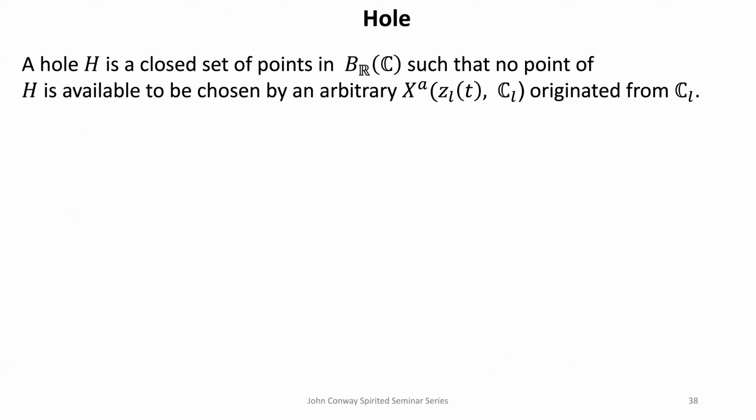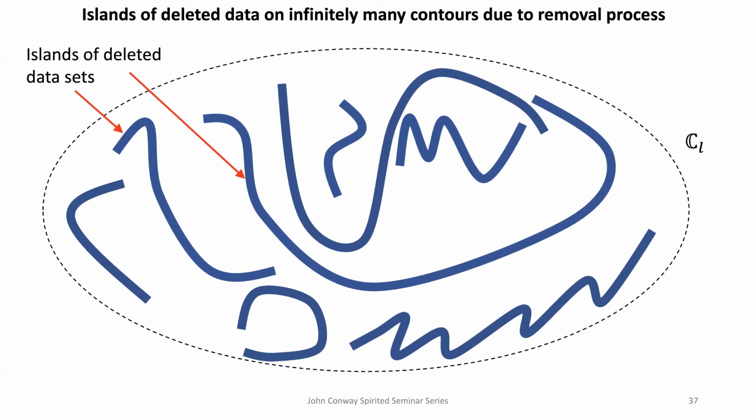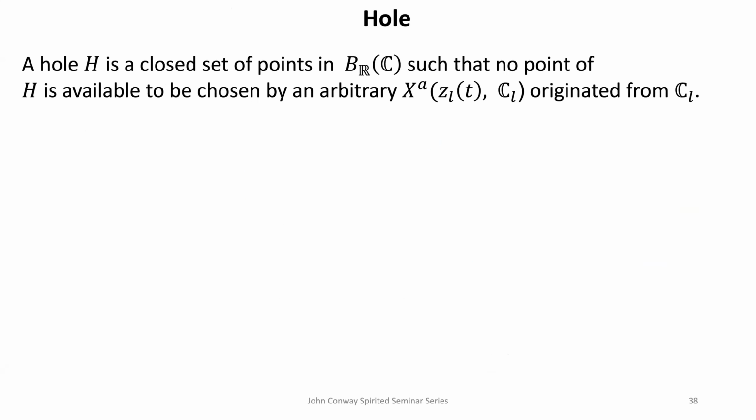So by definition, I just motivated. Before the definition, I just wanted to motivate you on what is exactly happening. Now let us see the definition of a hole. A hole H is defined as a closed set of points in the bundle such that no point of H is available to be chosen by an arbitrary random variable, as I just described.